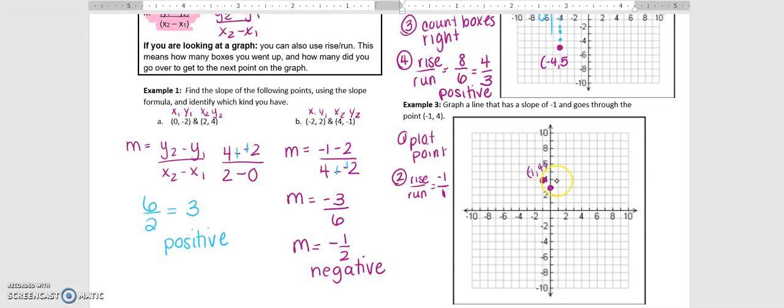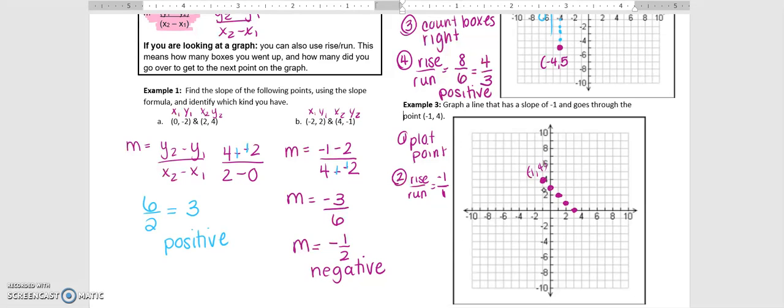Excuse me. I'm going to do it again. I'm going to go down 1 box and over 1 box. Now you can do that as many times as you want until you have a clear-cut line. You have to do at least 3 points. So once I have 3, I'm good to go. You can keep going if you want to. Okay, I'm going to do a few more just to make that line a little easier to draw.